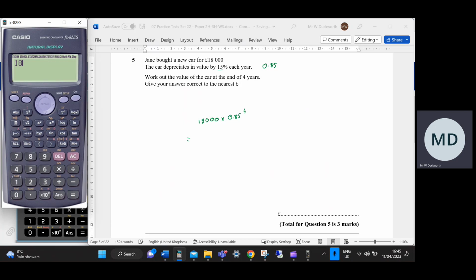Right, so I'll type it into my calculator. So that's my exact value, 9396.1125. So to the nearest pound, that would be just 9,396.